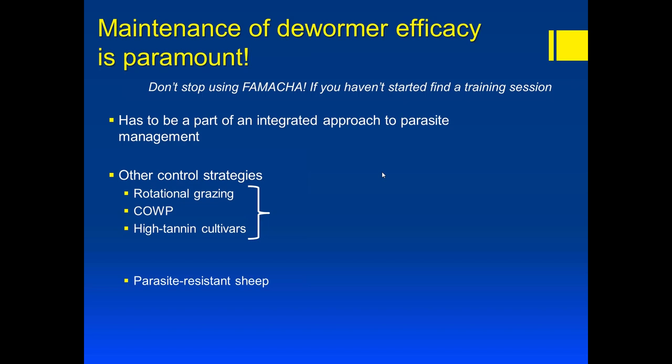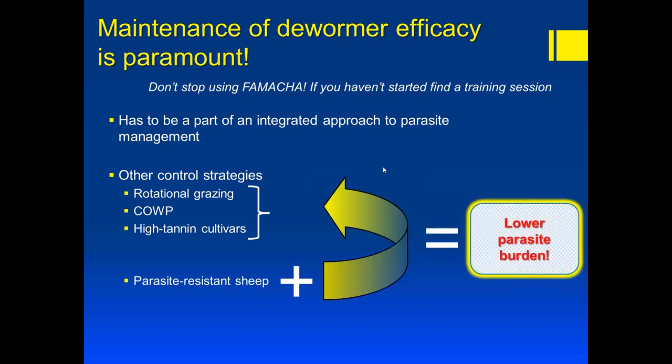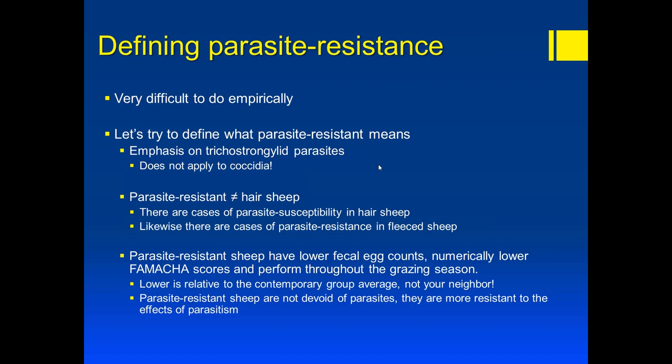But I think that we also have to consider one other thing, and that's looking at parasite-resistant sheep. Now, if you add parasite-resistant sheep to this mix, I think that you actually get a lower parasite burden ultimately, because you've got animals that know how to deal, or at least are capable of managing, a parasite infection inside themselves. So before we go much further in this talk, I want to clearly define what I mean by parasite resistance. And believe me, it can be a little bit difficult to do empirically.